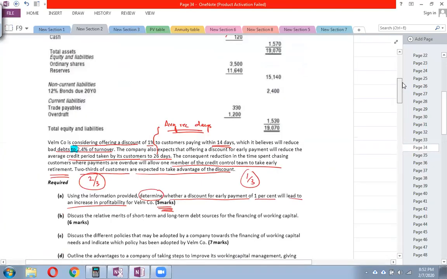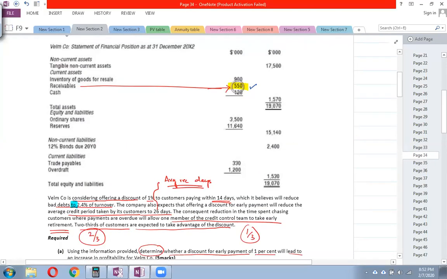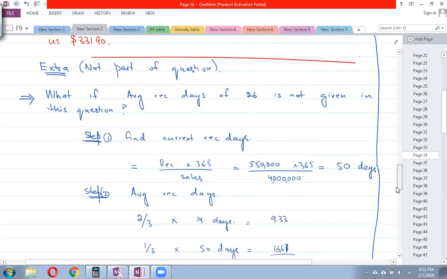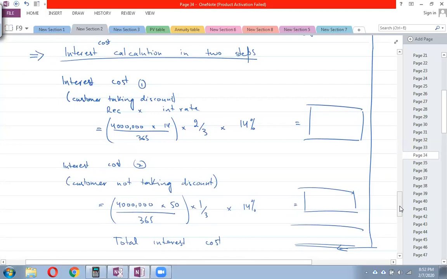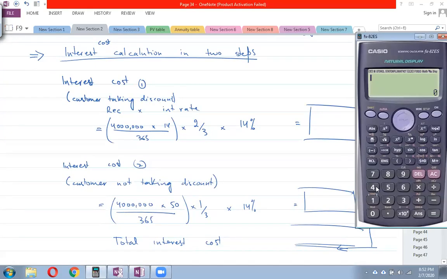the 550,000 receivables is our current receivables. But if you offer the discount, your receivables are going to be different, right? So if you use 4 million multiplied by 50 divided by 365, it will actually give you a similar answer, not exactly the same for some reasons that I don't want to discuss now. It will be slightly different.